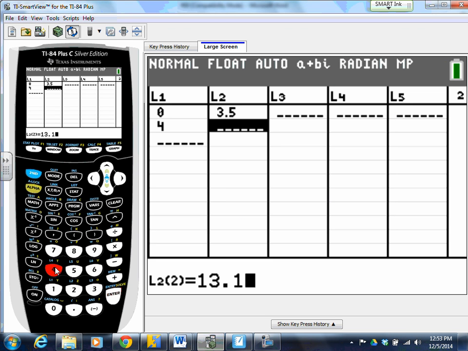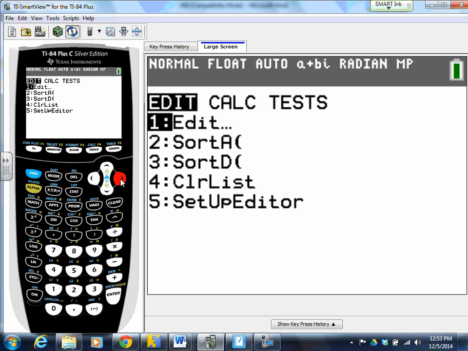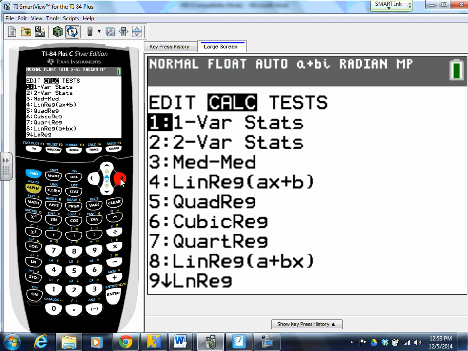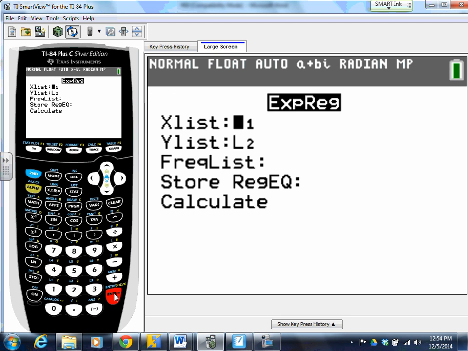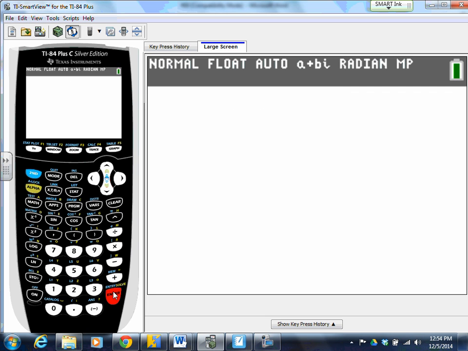And then for exponential regression, we only need 2 points. So I can go right now and go back to the stat screen over to calculate. This is where we get all of our regression models. And I want to do an exponential regression. Make sure your x list was L1, your y list was L2. I don't really need to store the equation. If I did, this is where I could put y1. But I just want to calculate and get the equation.